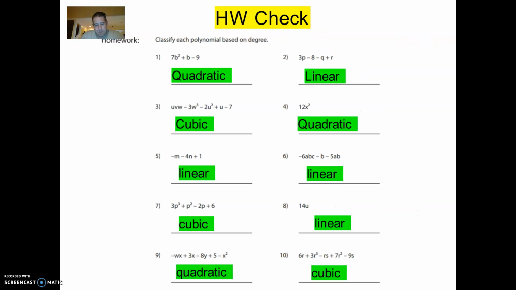All right, so here's your homework check. It's basically just determining what type of function it is.